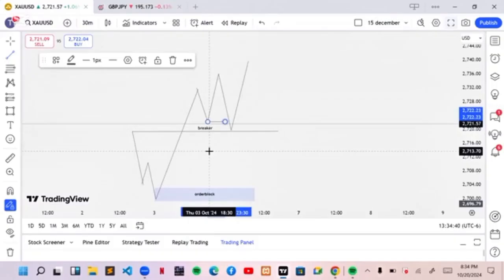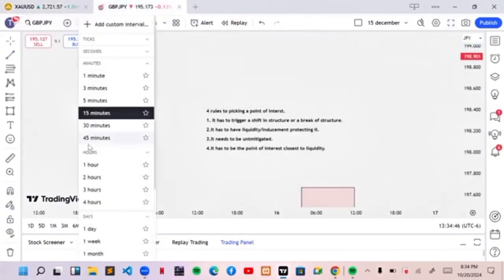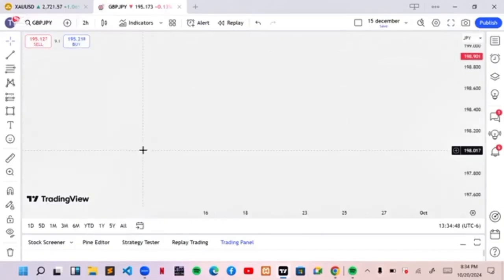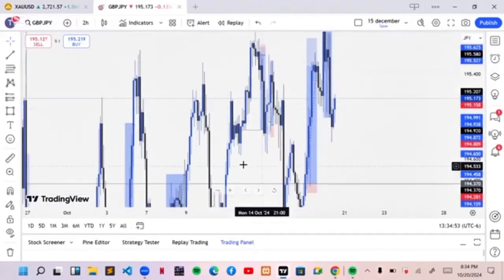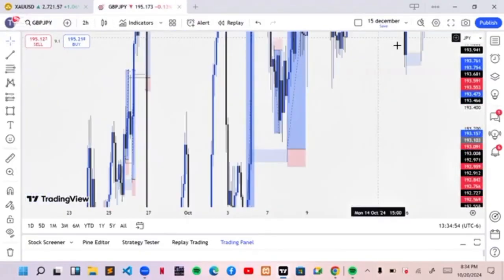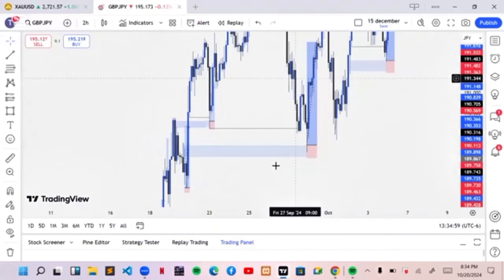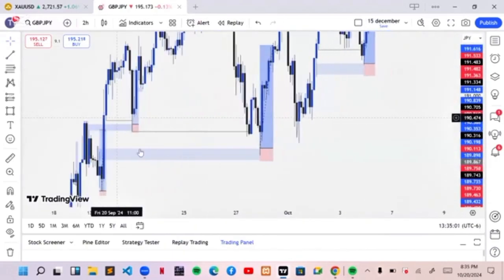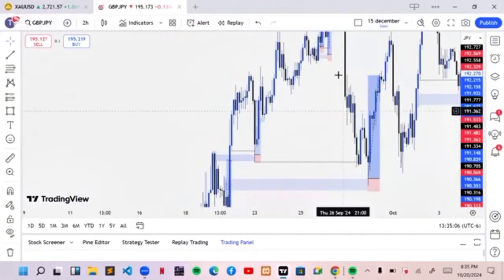So each point of interest you're picking has to be unmitigated. So I want to give an example with a trade I actually took, the breaker block. Okay, yeah, this trade right here, 2 hour time frame.